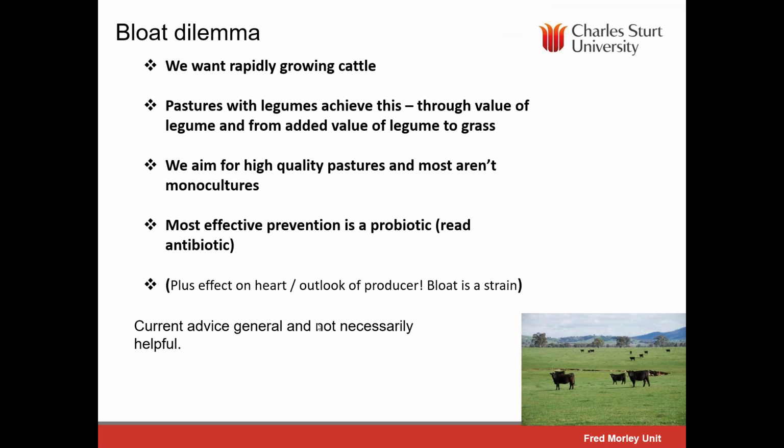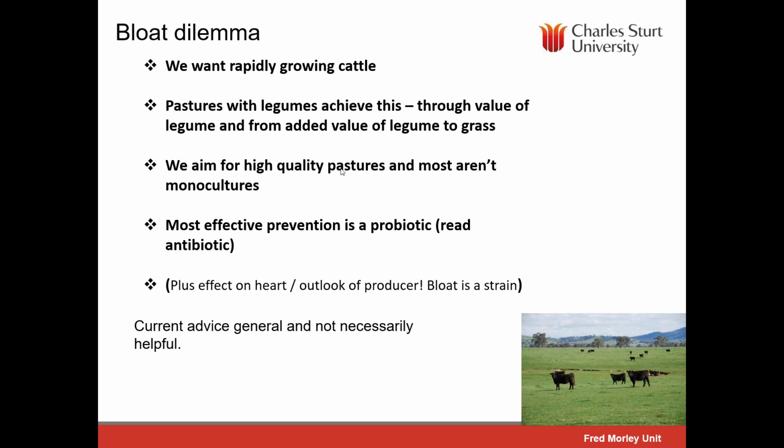So as I touched on in the introduction, we want rapidly growing cattle. Pastures with legumes achieve this, and they achieve this in two ways. The value of the legume with the high protein content is useful on its own, and in addition, the legumes fix nitrogen, as Jim would have talked about. Unfortunately, I missed Jim's presentation last week, and that would have then promotes grass growth to increase production.